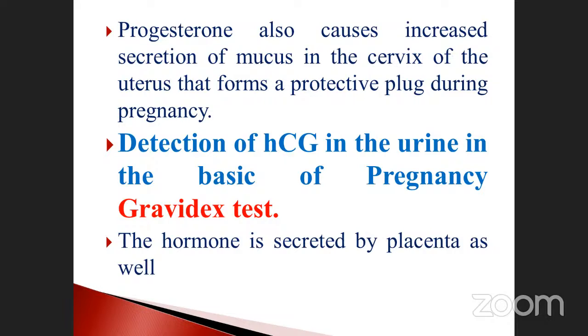Detection of HCG, human chorionic gonadotropin, in the urine. Note it down, my dear students. Take notes. In the basics of pregnancy, the pregnancy test is also otherwise called the Gravidex test. How will it be identified? The hormone human chorionic gonadotropin present in the female urine. That is called the pregnancy test.